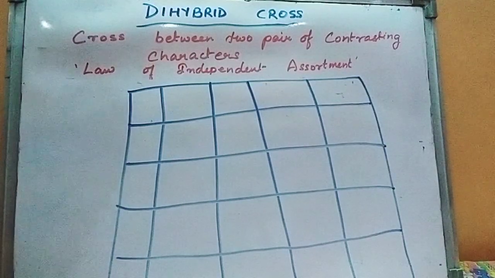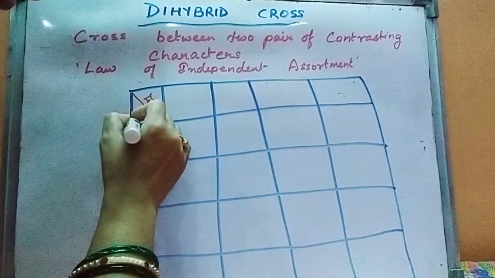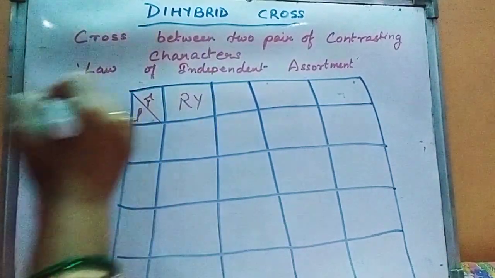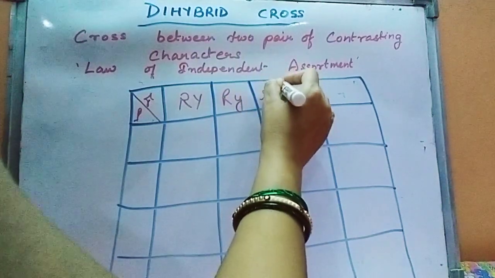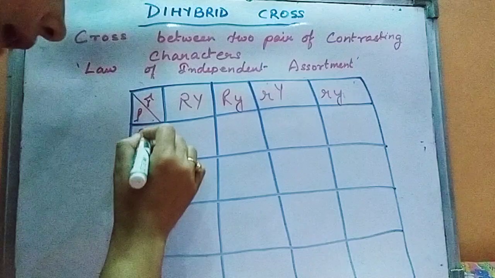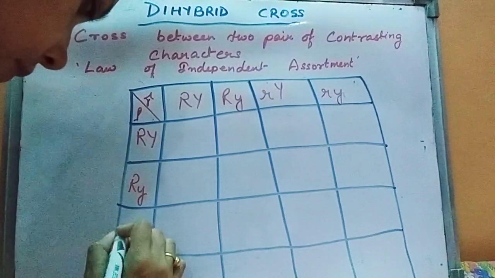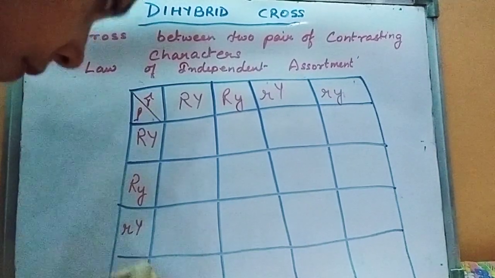What were the possible gametes? In both sides you have to mention it. That is R, Y, R, small y, small r, capital Y, small r, small y. In this way, you have to fill up the Punnett square and then write the combination.